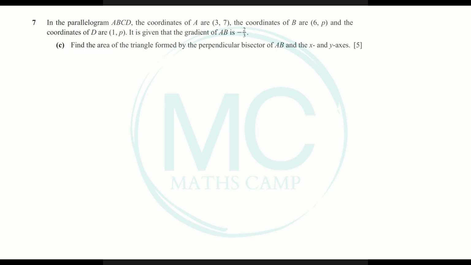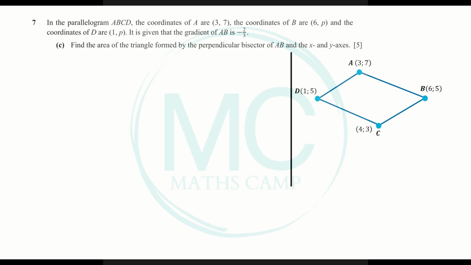Part C says find the area of the triangle formed by the perpendicular bisector of AB and the x and y axes. So let's put our parallelogram onto our page. Let's draw in some y-axes and some x-axes. The triangle is formed by the perpendicular bisector of AB and the axes. This means that the perpendicular bisector of AB will cross both of our axes, and this forms a triangle. Let's make this red.